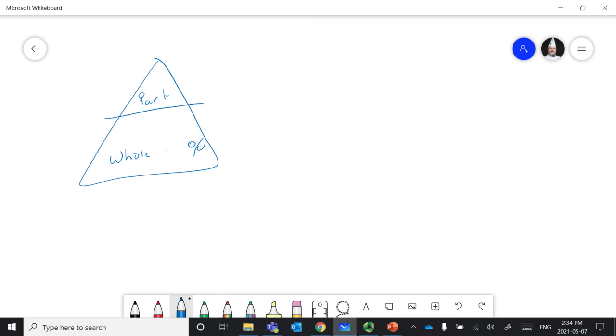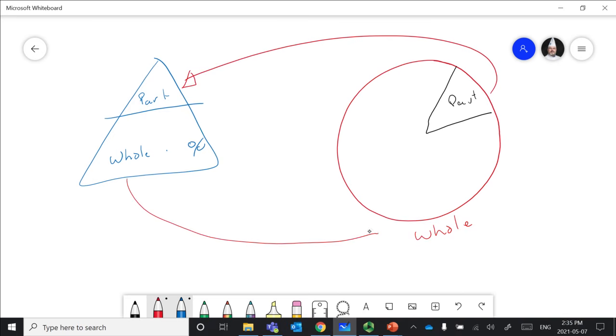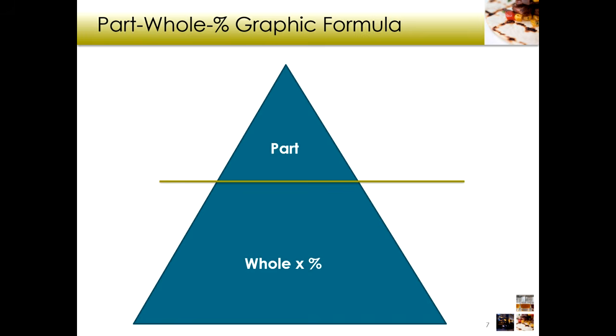So this graph here represents the red circle is the whole, and the little black wedge here is the part. And then what I've got left in the red here is the whole. So this would be that, and this would be that, right? So that triangle helps us figure out one part of the whole circle, or the whole pie, for example.